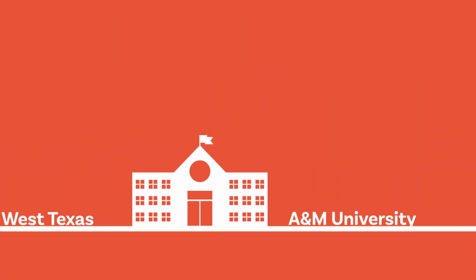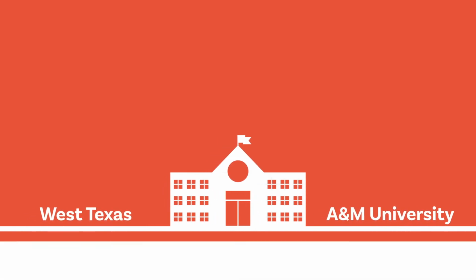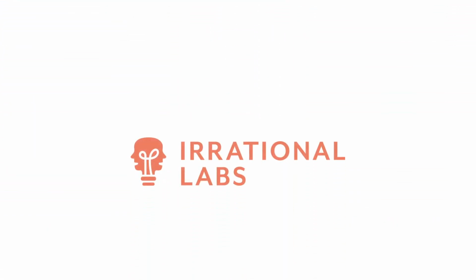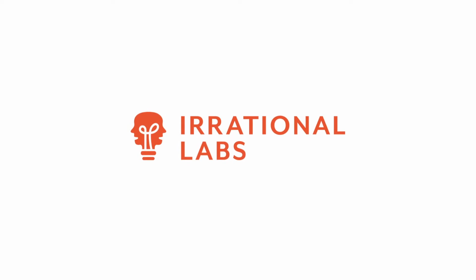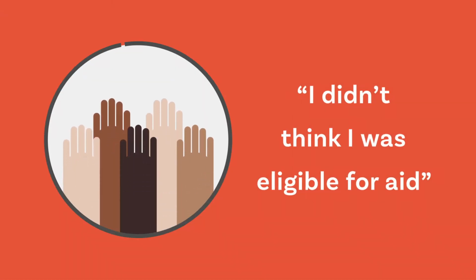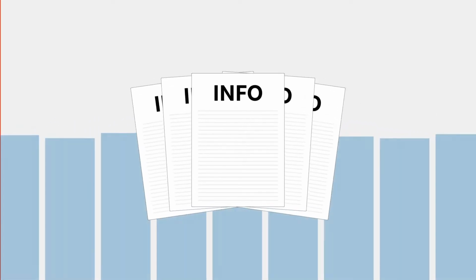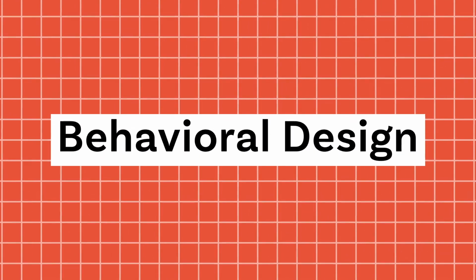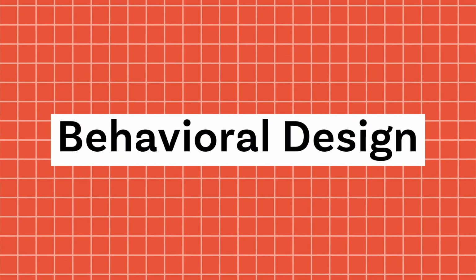West Texas A&M University faced this very problem, and they asked Irrational Labs to help them understand the problem and improve their FAFSA application rates. The usual approach to this problem begins by asking students, "Why didn't you apply?" And when you ask this question, students usually say they didn't think that they were eligible for aid. But when you give students more information about their eligibility, application rates don't improve. So we used a different approach. We used behavioral design, studying what students do, not what they say they do.